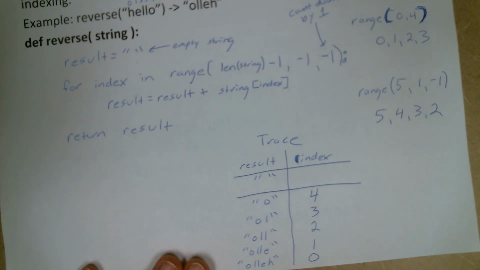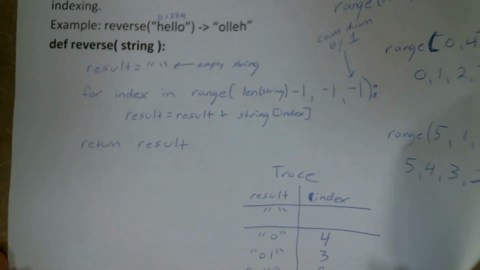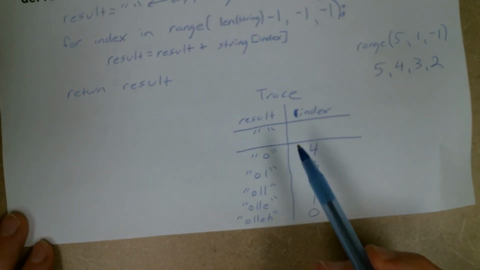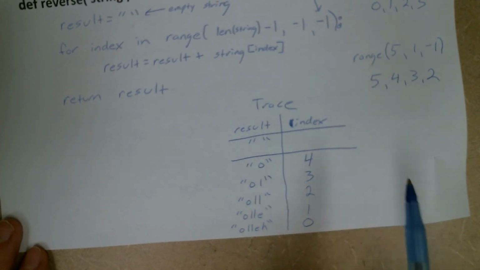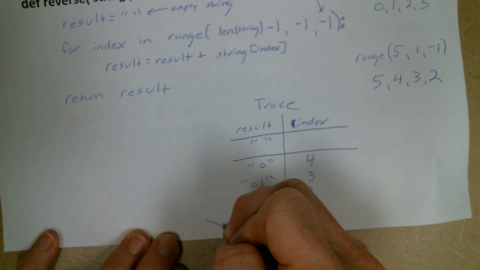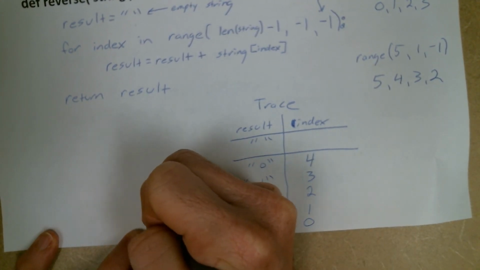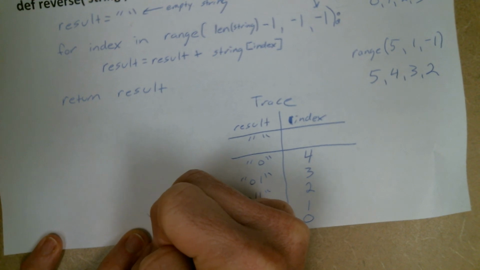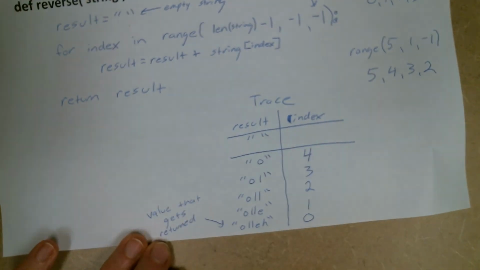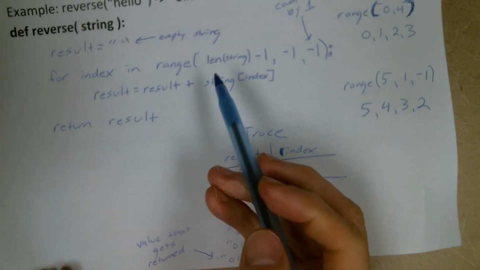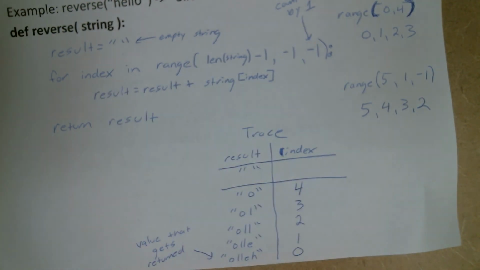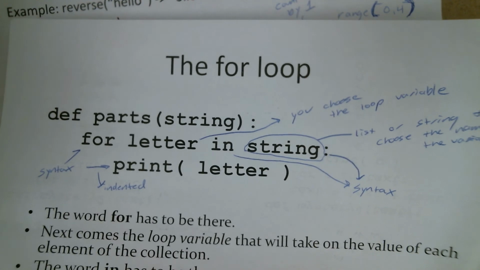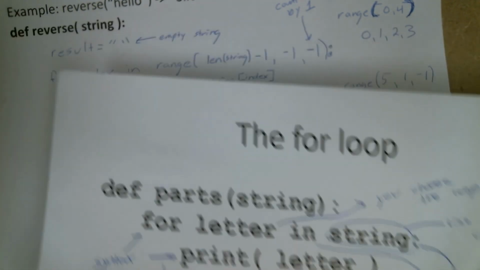And at this point, the loop is going to stop. The loop is not going to continue because remember, it doesn't actually get to -1. It stops 1 short. So this would be the value that gets returned. All right, so we can see here that setting up and using indexing gives us a lot more control than we can get with just the traditional for each letter in string loop. That just doesn't do as much for us.